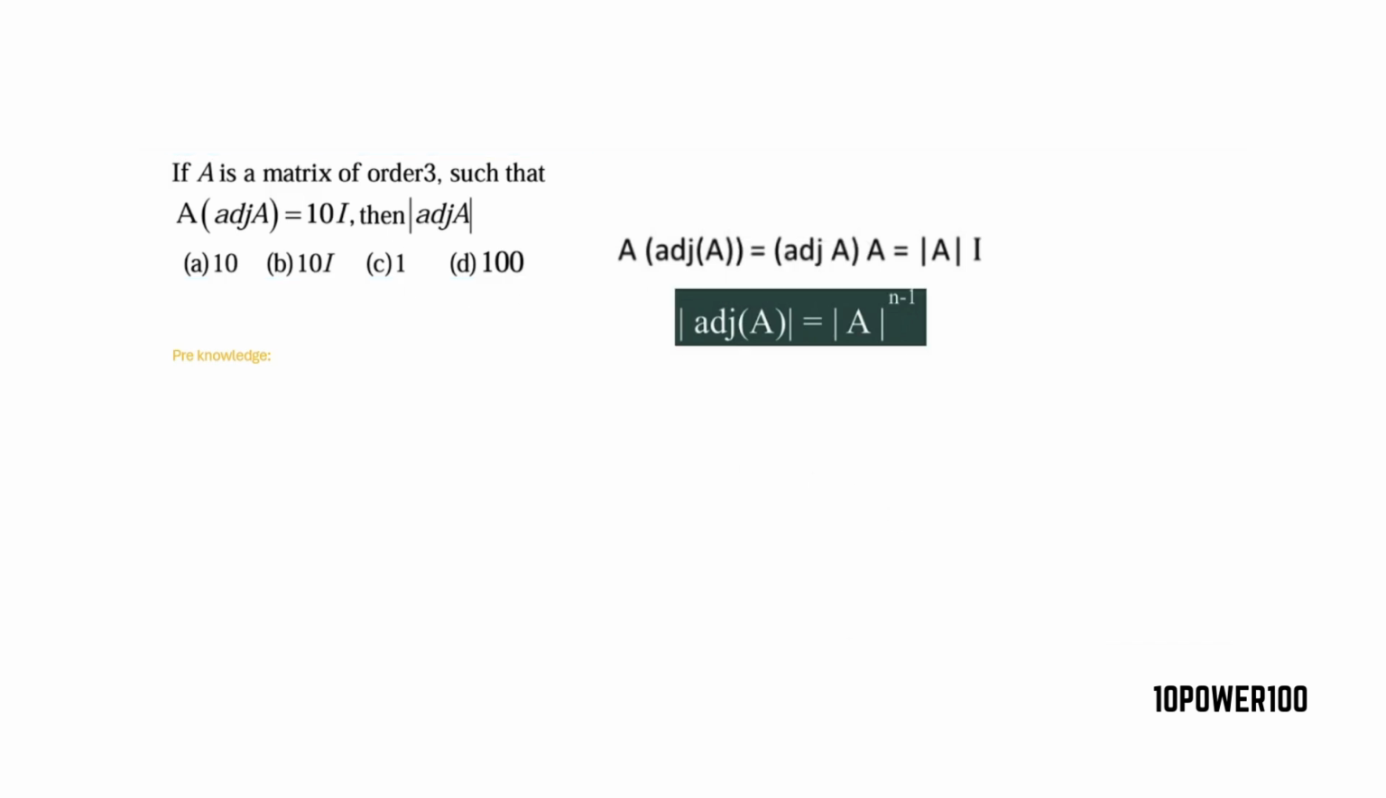Here, very clearly they have given that A into adjoint of A is equal to determinant of 10 into I. If you compare with the formula, A into adjoint of A can be taken as determinant of A into I. Now, compare these two equations and directly we will get determinant of A is equal to 10. So this is the first scenario.